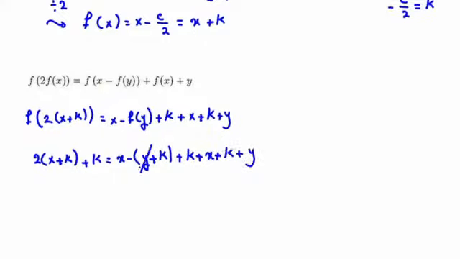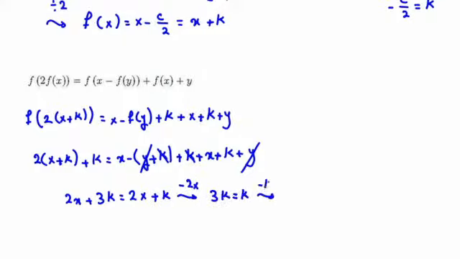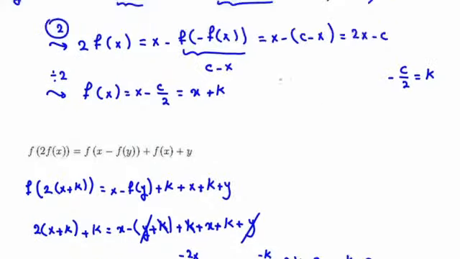And let's see how we can simplify. Negative y, we can cancel. Left side is 2x plus 2k plus k, 3k. X plus x, 2x. Negative k you can cancel with k plus k. So if we subtract 2x, then 3k equals k. If we subtract k, 2k equals 0, and then k equals 0. And because k equals 0, then we can see that from these things, f of x equals x, and we've checked that it satisfies this equation.